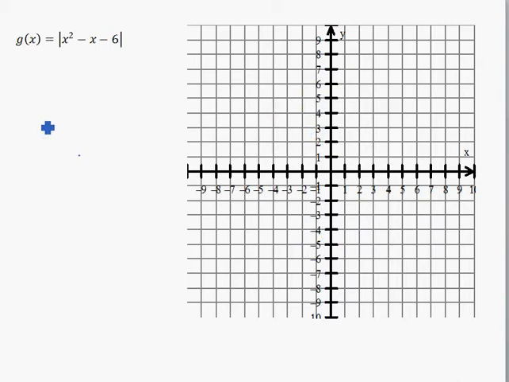So I'm just going to graph x squared minus x minus 6, which, let's factor this, is (x minus 3)(x plus 2). So the zeros are 3 and negative 2. So I know it has to go through here, and it has to go through here. I also know that the y-intercept is negative 6, because if you plug 0 in, here we're graphing this part, you get negative 6, so that's here.